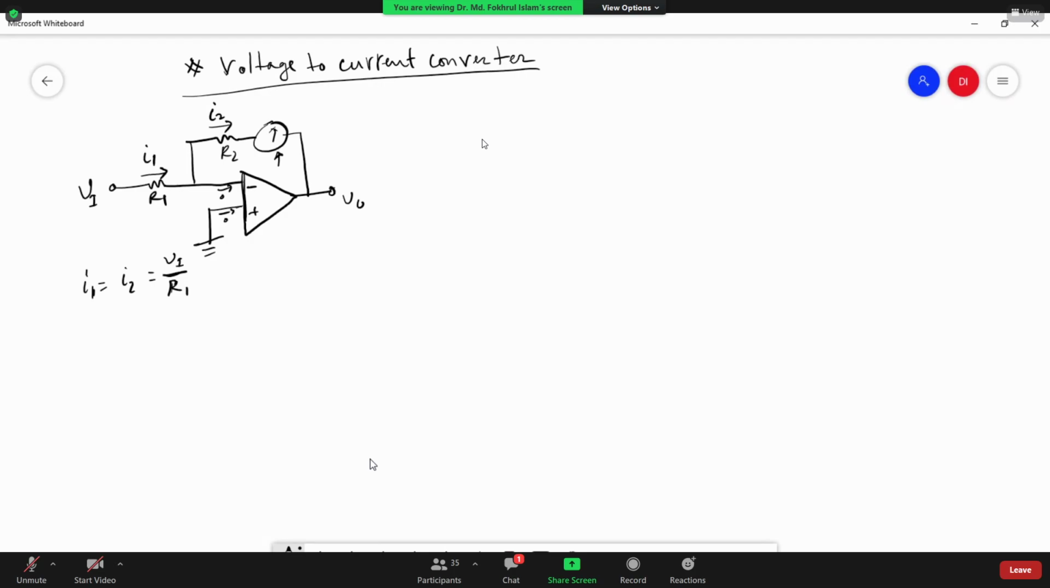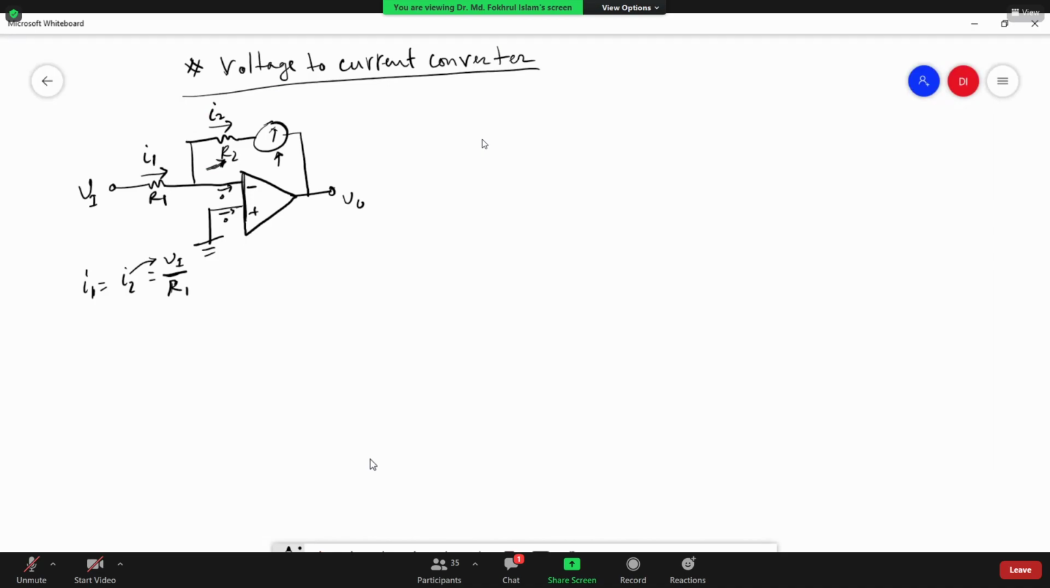And from here we can say that the current I2 is directly proportional to the input voltage VI and is independent of the load impedance or resistor R2. There is no involvement of the resistor R2, so it is independent of the load impedance.